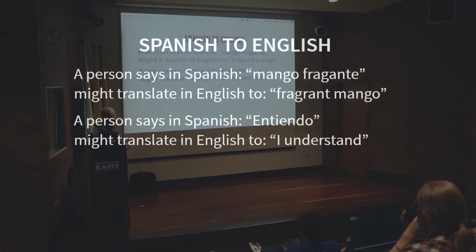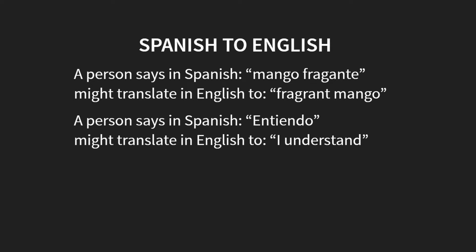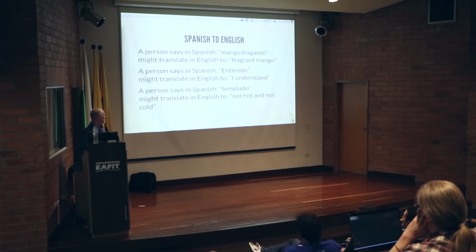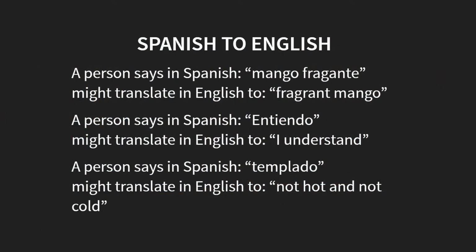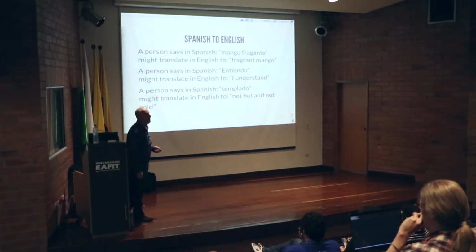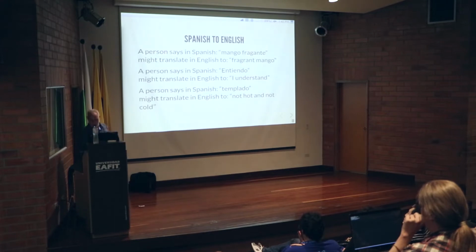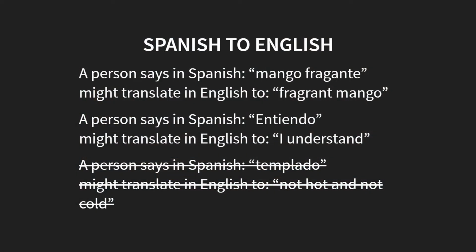Okay, so now let's look at another example. Entiendo. And you might translate that to I understand. Okay, so now here one word has been translated into two words. And now consider this one. So suppose I say templado, and I translate to not hot and not cold. Okay, so guys, tell me which part of templado is not hot, and which part of it is not cold. And so we have a mismatch in concepts, right? There is no word in one and the other. However, fortunately for me and programmers, this kind of thing never happens in Python to bytecode translation because the two languages were designed to understand exactly the same kinds of things.